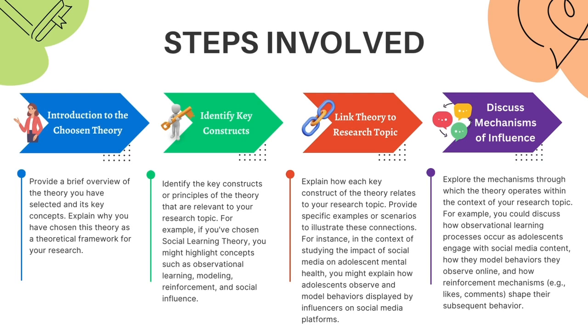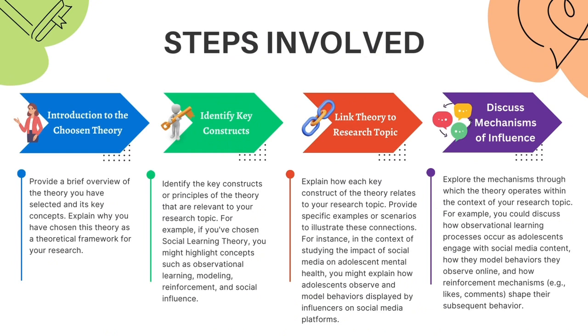Second step is identify key constructs. Identify the key constructs or principles of the theory that are relevant to your research topic. For example, if you have chosen social learning theory, you might highlight concepts such as observational learning, modeling, reinforcement, and social influence.